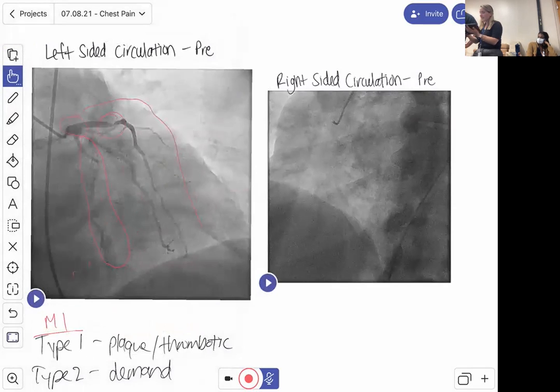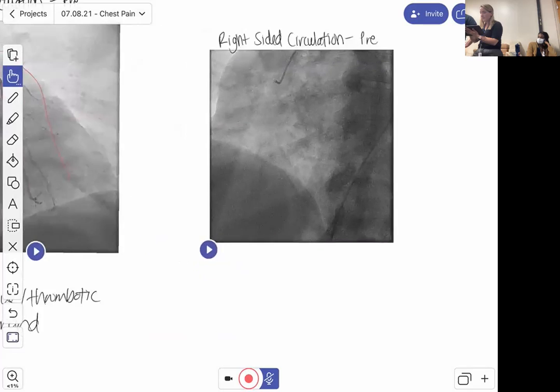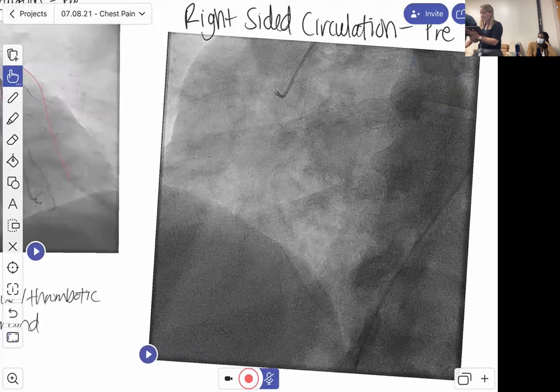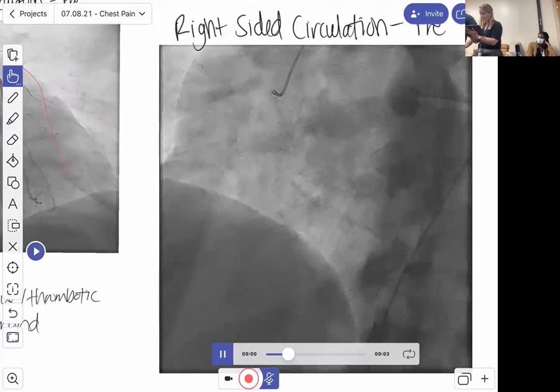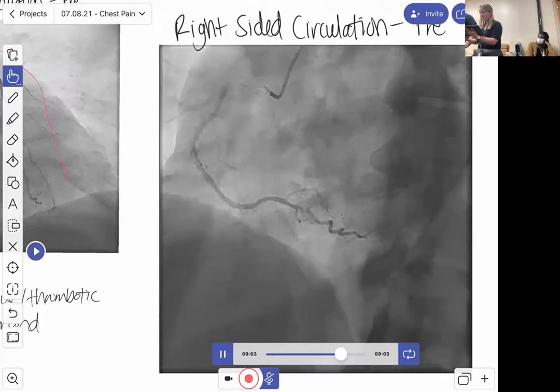We can also look at his right-sided circulation. Yep, so we're always going to look at all the arteries before we fix anything. We need to know the anatomy. So this is the right side. So we use a different catheter to get into the right coronary artery.